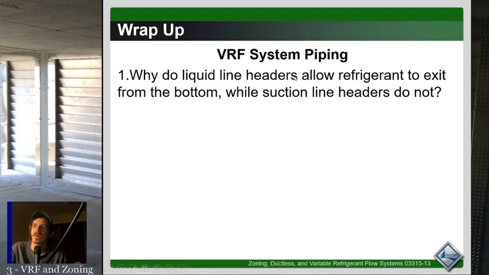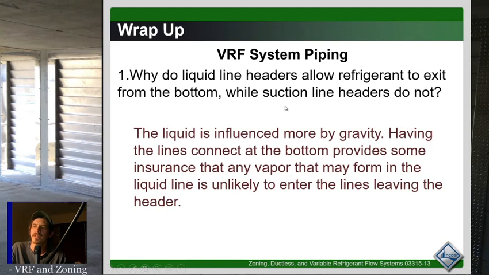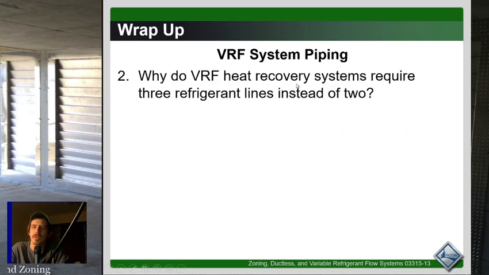Why do liquid line headers allow refrigerant to exit from the bottom while the suction line headers do not? The liquid is influenced more by gravity, right? We talked about this a little bit. Having the lines connect at the bottom provides some insurance that any vapor that may form in the liquid line is unlikely to enter the lines leaving the header. So since liquid is more affected by gravity than vapor, we can run liquid line headers, those straight bar manifold style headers, straight down, or I think they still allow them straight to the side too. But anyway, you can run those, whereas they will not function very well on a suction line. So it's less common to have that kind of piping arrangement approved by a manufacturer on a suction line.